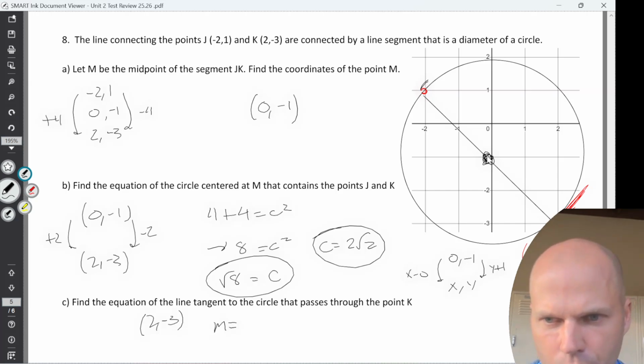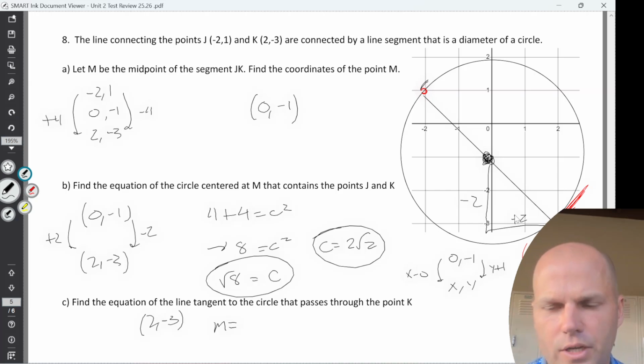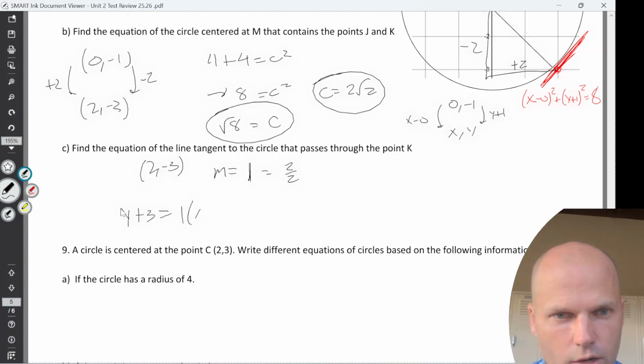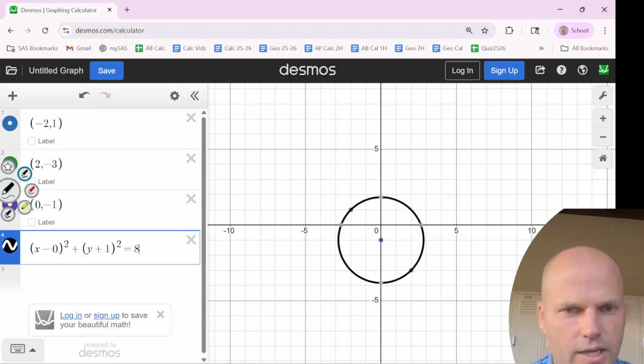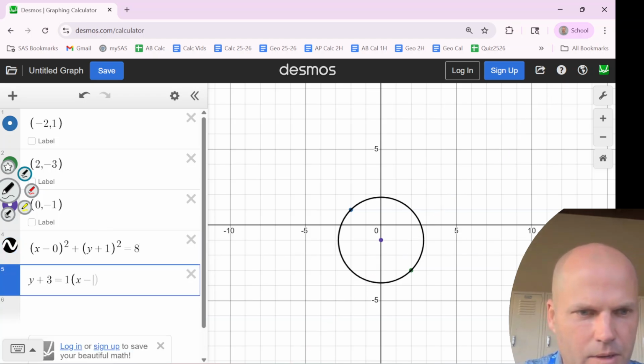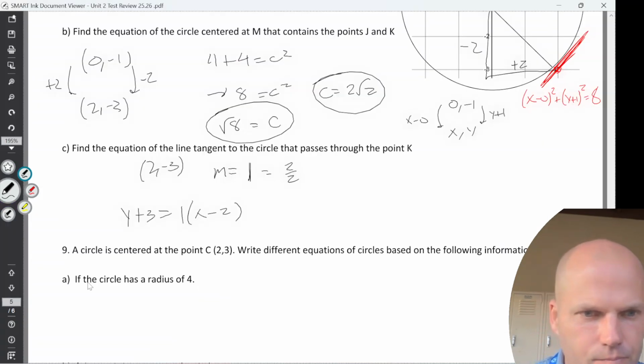Well, we know the slope of this radius is -2 over 2. So it's a slope of -1. The slope of this tangent, therefore, has to be +1, or +2 over +2. If you write your equation of your tangent line, you got y plus 3 equals 1 times x minus 2. Let's see. y plus 3 equals 1 times x minus 2. Bam! Done.